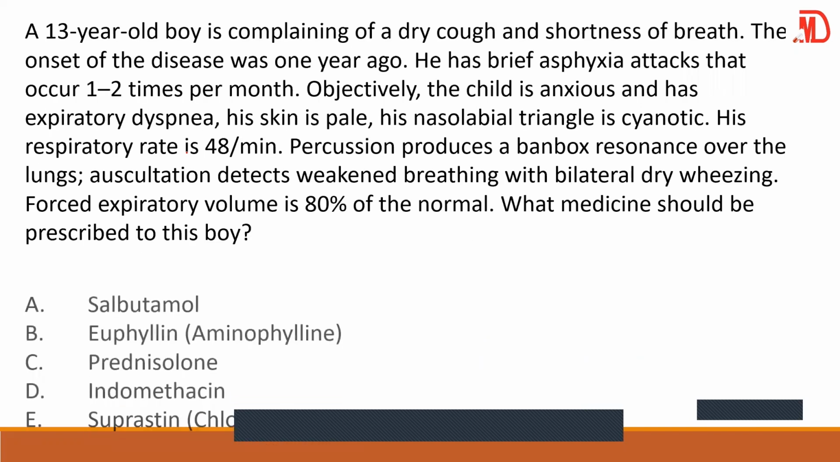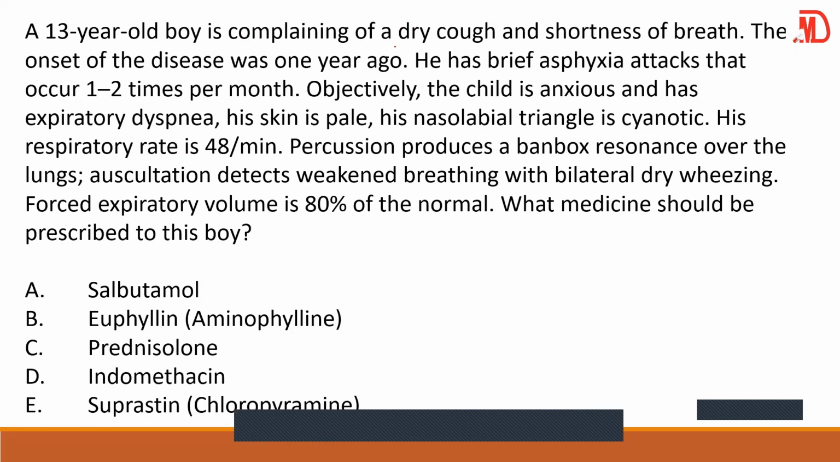We have a 13-year-old boy that is complaining of a dry cough and shortness of breath. Always, I tell people, if you have a question like this, always analyze the question. Dry cough, shortness of breath, what organ comes to your mind? For me, it's the lungs or the respiratory system. Now, the onset of the disease was 1 year ago. He has brief asphyxia attacks that occurred 1 to 2 times per month. The child is anxious and has expiratory dyspnea.